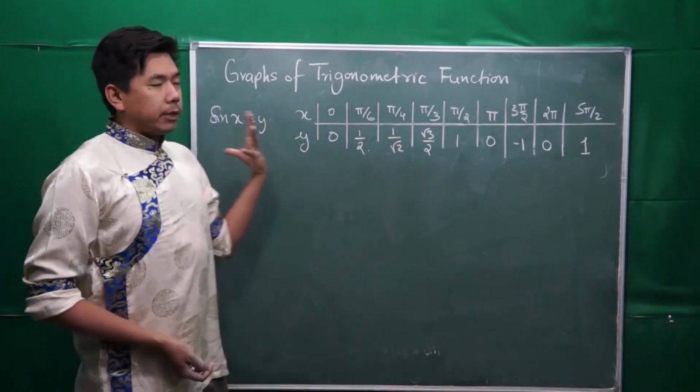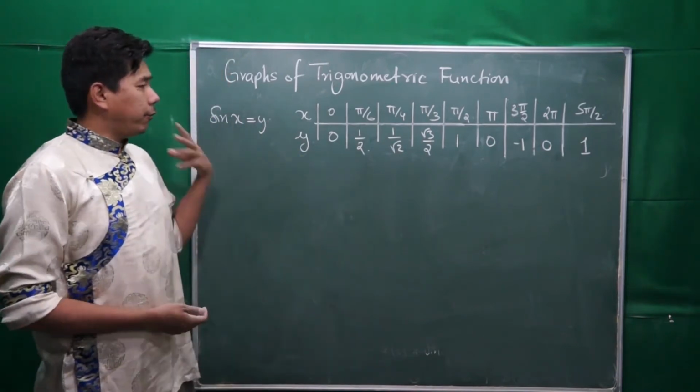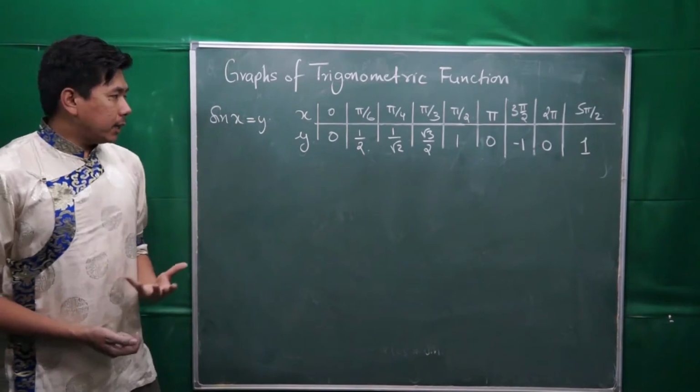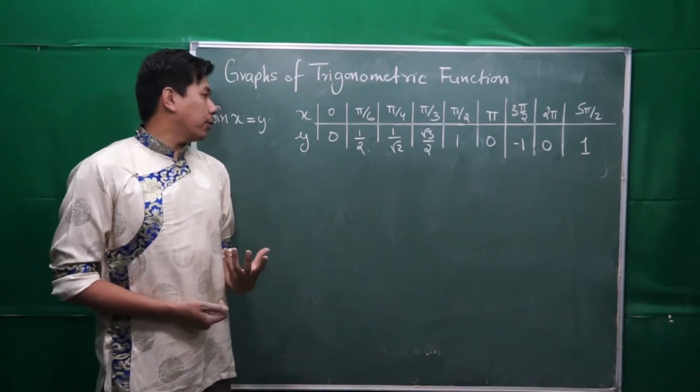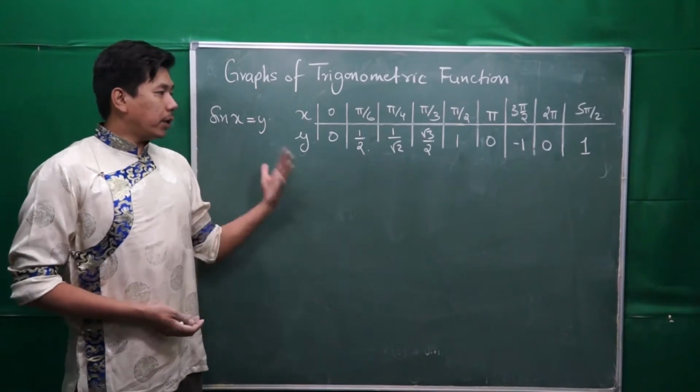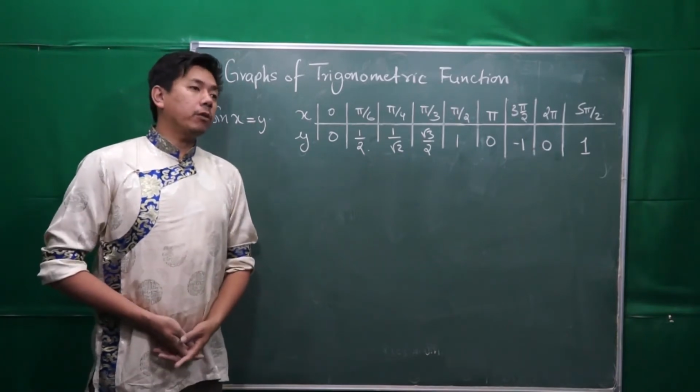For sin pi by 3, for 60 degree, root 3 by 2. For 90 degree, sin 90 is 1. For 180 degree, sin 180 degree is 0. And sin 3 pi by 2 is minus 1. And so on. It keeps on repeating.